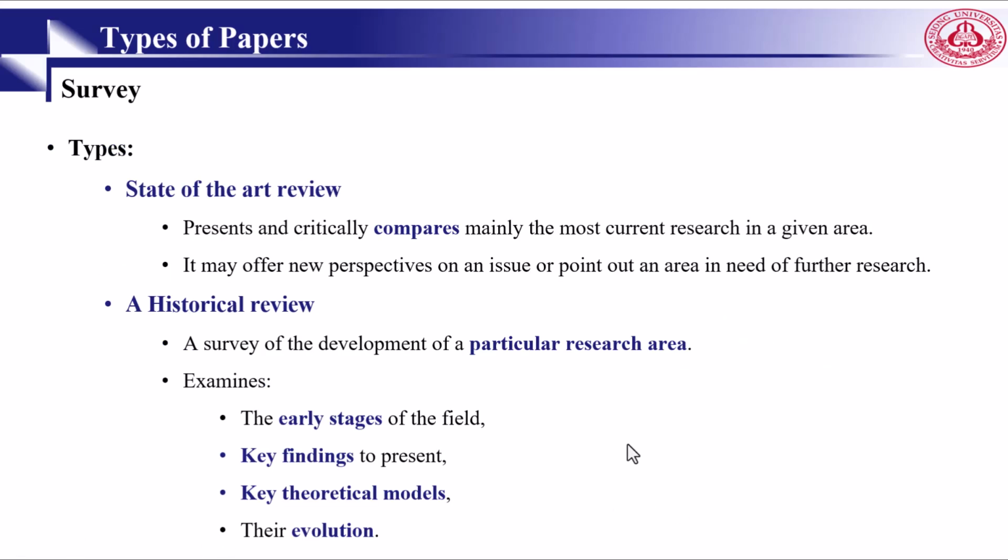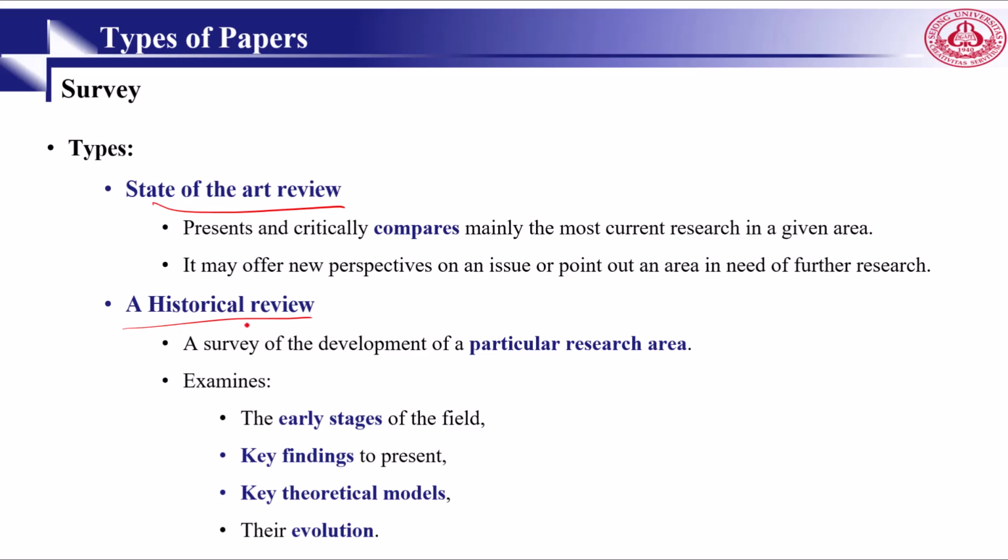The two most common are the state-of-the-art review and the historical review. The state-of-the-art review provides a critical overview of the most current research development in a specific area. These kinds of survey papers compare and evaluate recent studies, highlighting advances, methodologies, and limitations. Importantly, such reviews often go beyond summarization. They may offer new perspectives on existing problems or identify areas requiring further investigation. This type of survey is particularly valuable for researchers seeking to understand the cutting edge of a field.